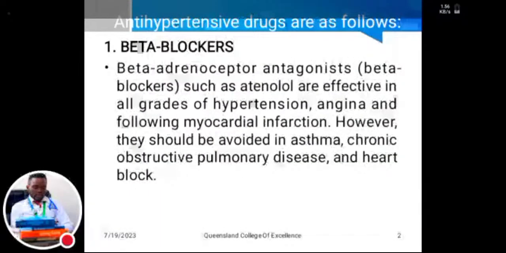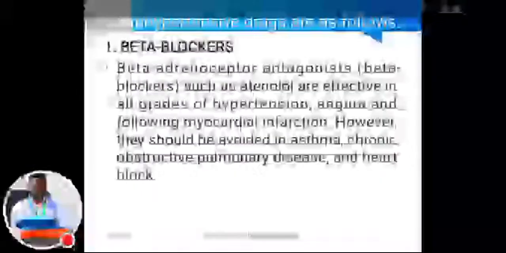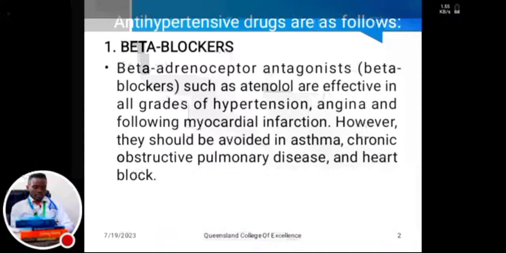Now, in this scenario, these beta blockers act on receptors. These receptors are the ones that usually sense, they usually detect, any change in the blood flow. If there is an increase in the blood flow due to vasoconstriction, then they'll be alerted, and then they'll activate the beta adrenergic receptor blockers, the beta blockers, such as what?